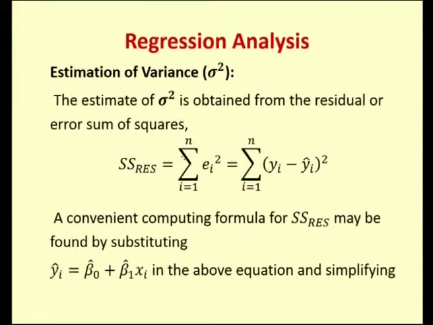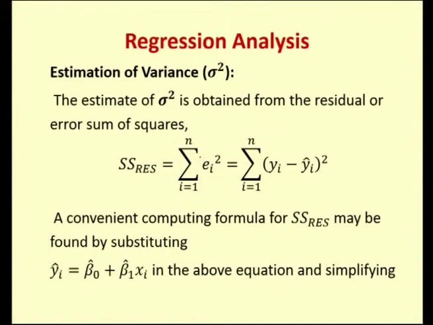Now, we will see the estimation of variance sigma squared. The estimate of sigma squared is obtained from the residual or error sum of squares. The residual or error sum of squares is denoted by SSRES, which is nothing but summation over i is equal to 1 to n ei squared, and it is actually the difference between the estimated value and the actual value. So, summation over i is equal to 1 to n, yi minus yi cap the whole squared.